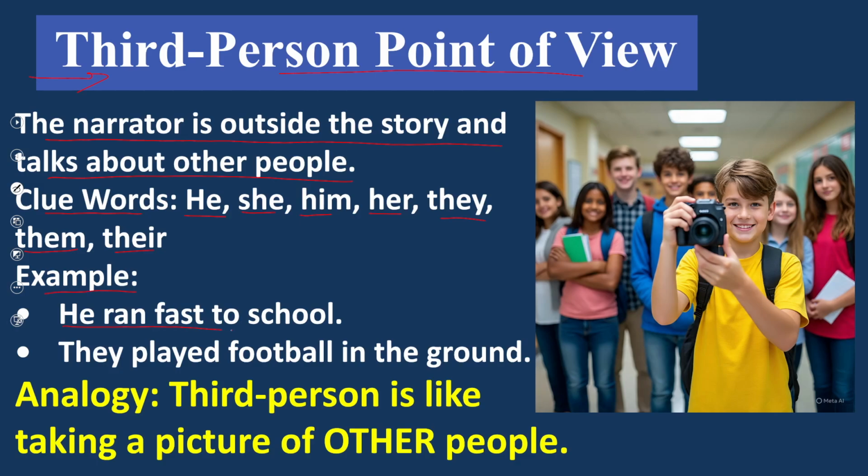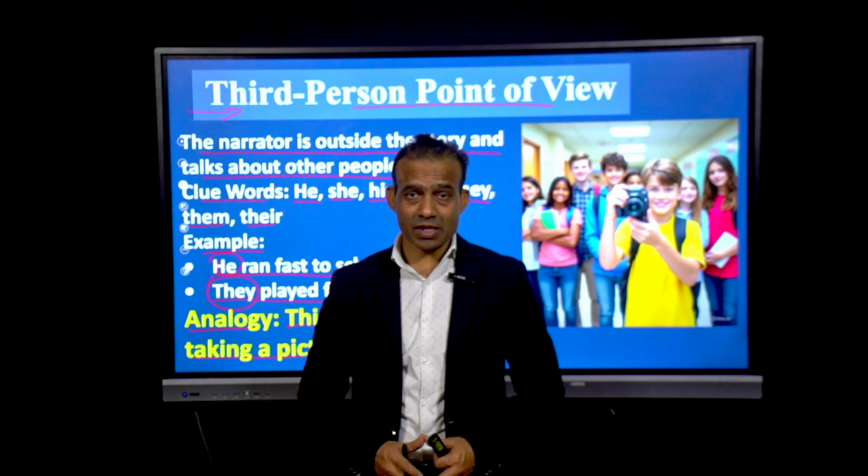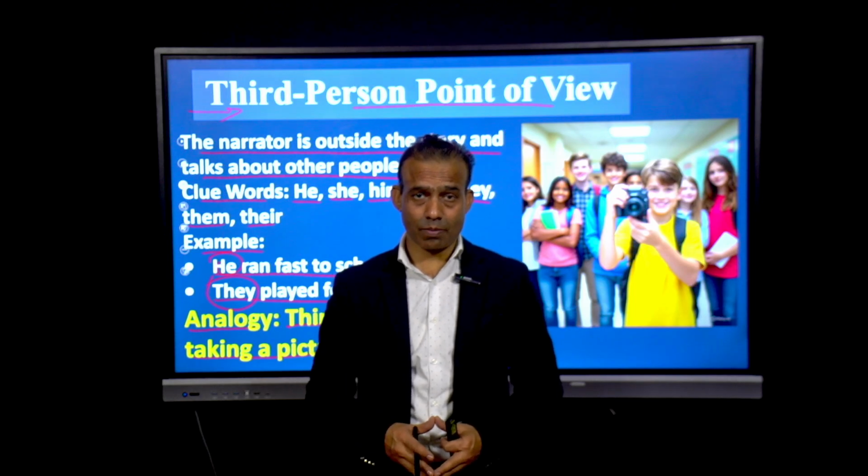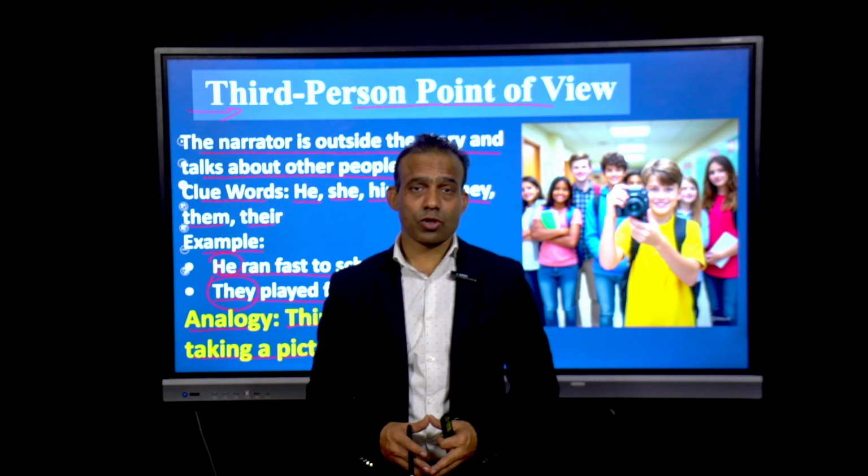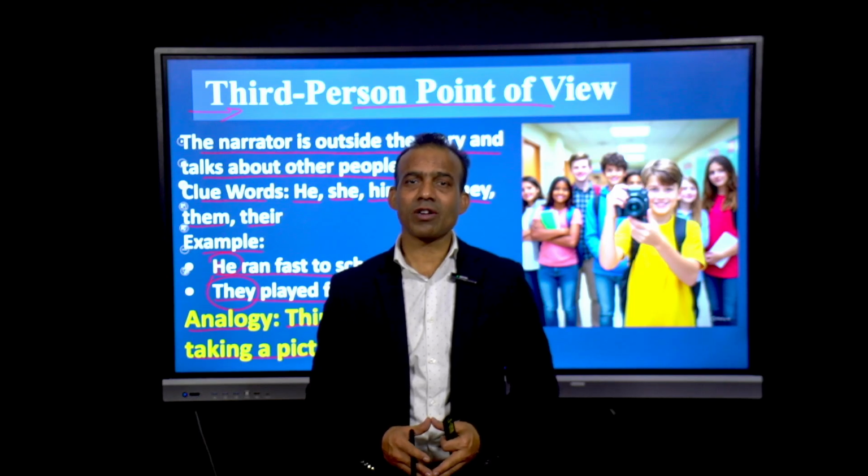Example: he ran fast to school. Yes, he. They played football in the ground. Here, the word they is a clue for third person point of view. Now, look at the analogy. Third person is like taking a picture of other people, not himself or herself. So, dear learners, third person narrator or third person point of view means talking about others, not himself or herself.